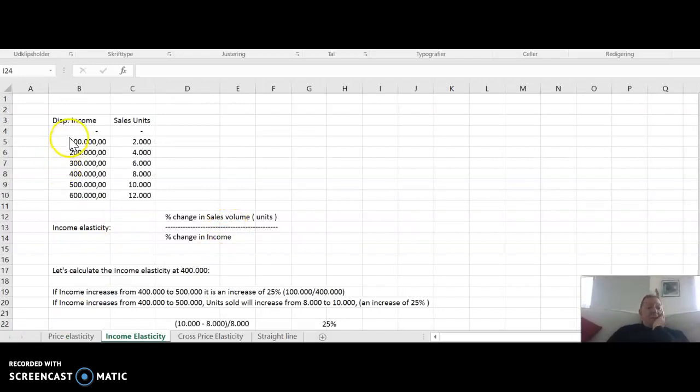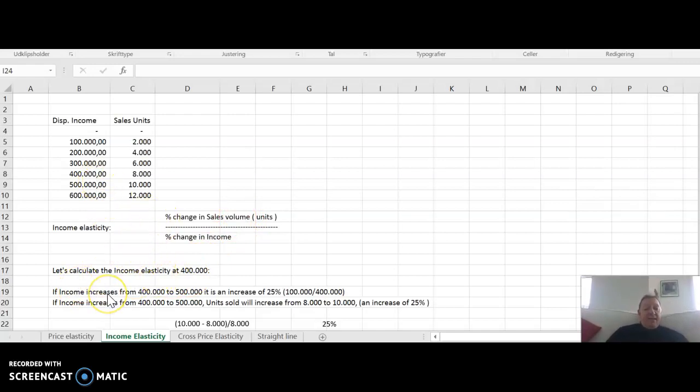Let's go to the income elasticity. Here you have disposable income and the sales of units. And normally it will be like this. If you increase your disposable income, you will increase the number of units you are buying. And the formula is like this. Change in income instead of change in price. And how much will the change be in the volume sold? And let's try to find out what is the income elasticity at 400.